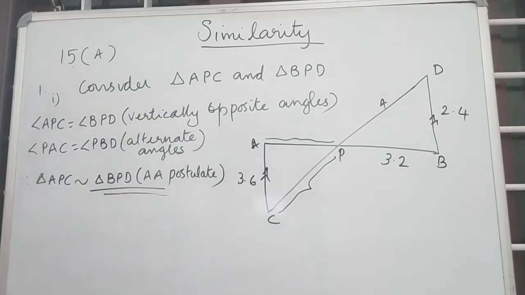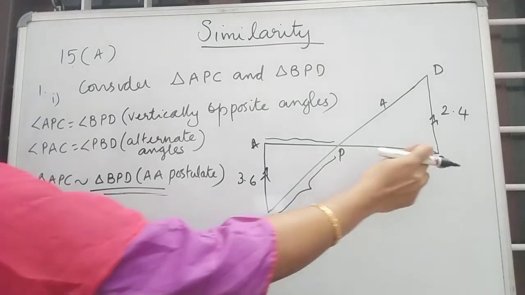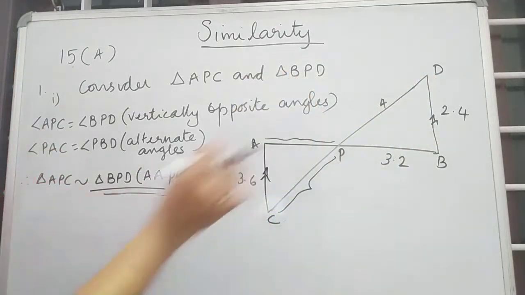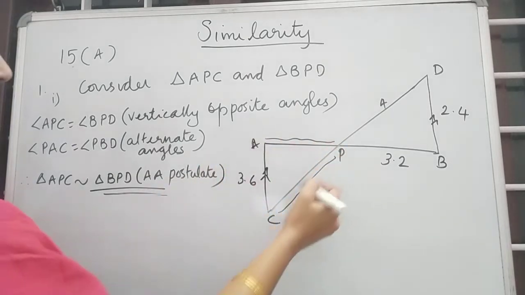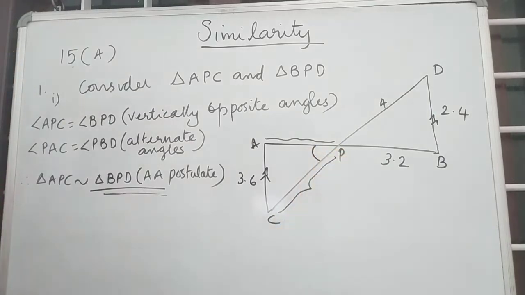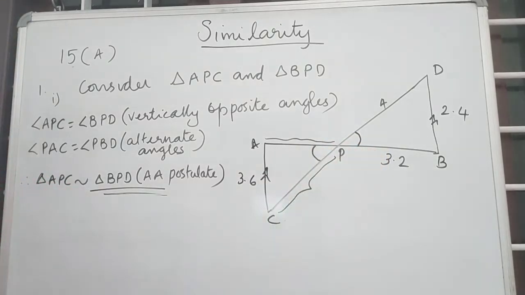Here we want to prove triangle APC is similar to triangle BPD. So for that, consider triangle APC and triangle BDP. What about angle APC? This angle APC and this angle BPD are vertically opposite angles, so that too will be equal. So angle APC is equal to angle BPD, vertically opposite angles.